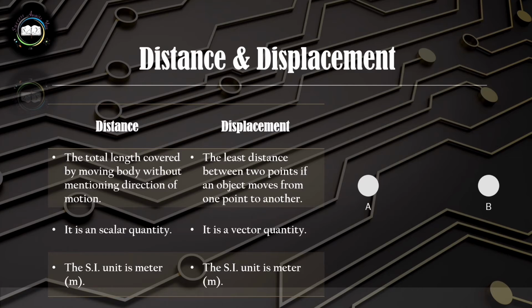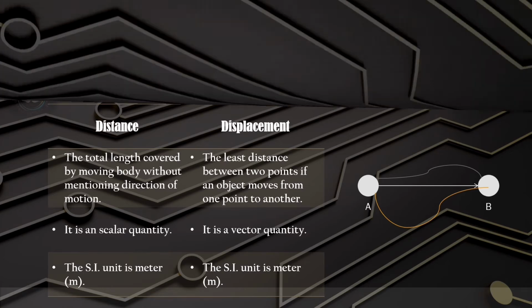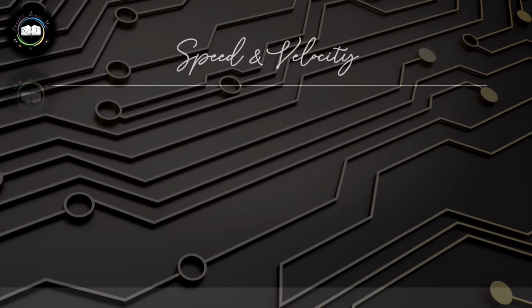Their unit is meter. Now, for example, take 2 points A and B. The gray and yellow line shows distance, while the white one is displacement, because the gray and yellow one are 2 random paths to point B, while the white line specifies a direction.